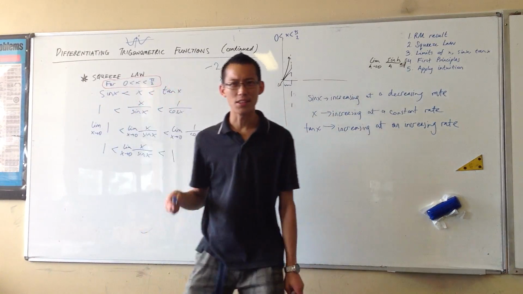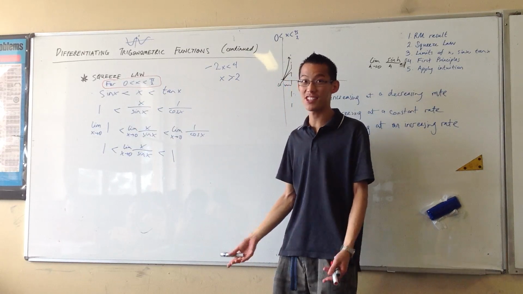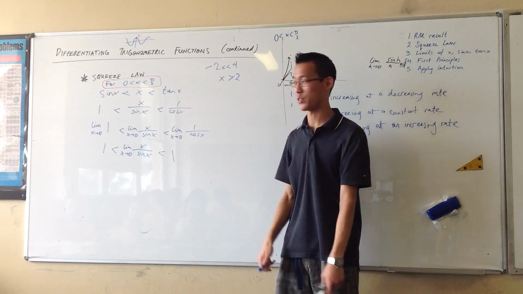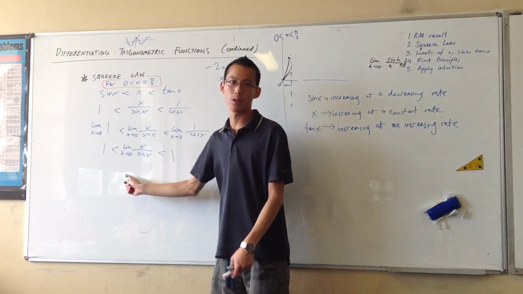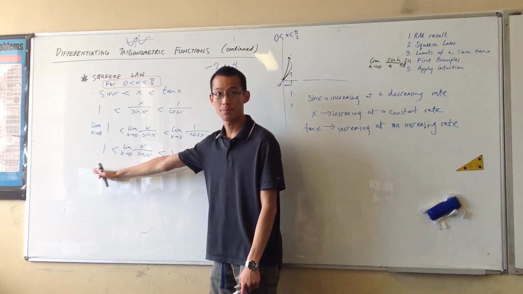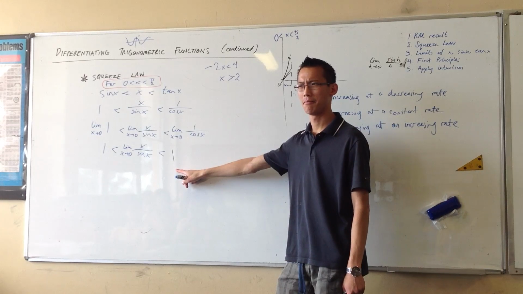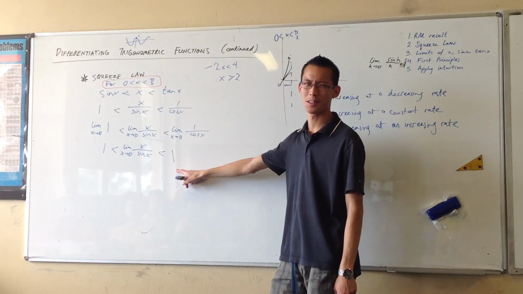Now, can you see why this section is called the squeeze law? Or why mathematicians invented something called the squeeze law? There's this thing in the middle here, and I'm trying to work out what it's equal to. I've determined it's got to be bigger than 1, right? I've also determined it's going to be less than 1. Oh no, what's going on here?